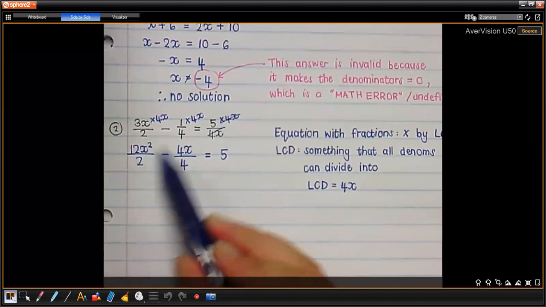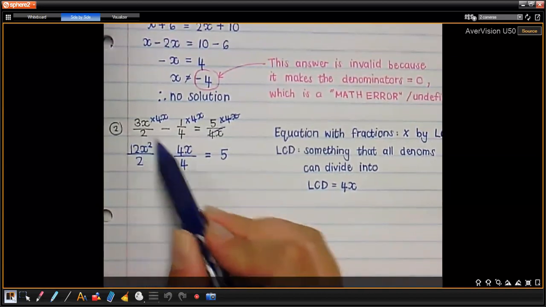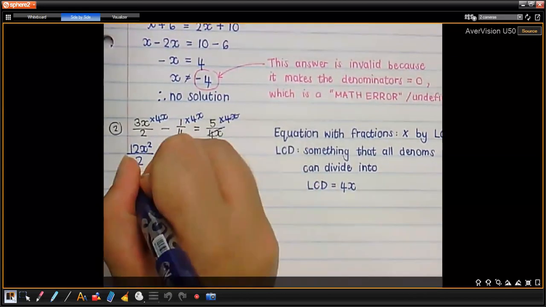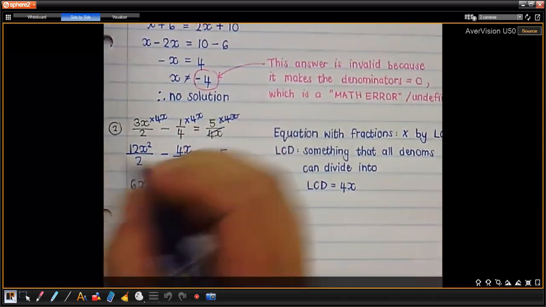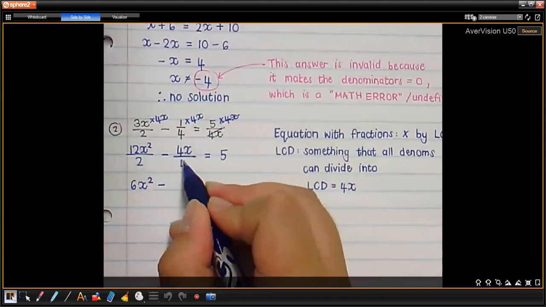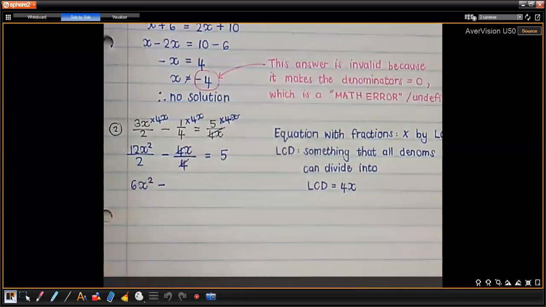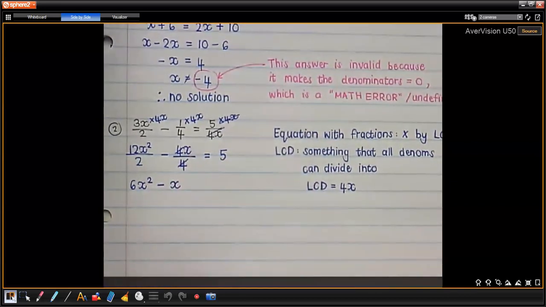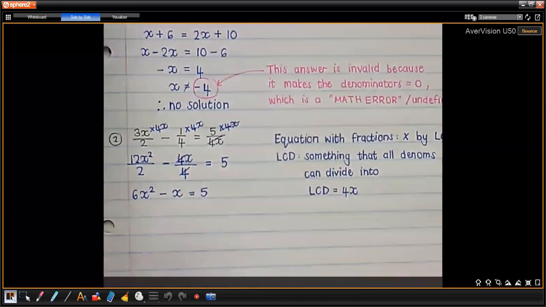Now let's just quickly simplify these first two fractions. 12x squared divided by 2 is 12 divided by 2, 6x squared, right? And now here, minus 4x divided by 4. What's 4 divided by 4? 1, right? The 4's cancel each other out. So I'm just left with x there. And that is equal to 5.